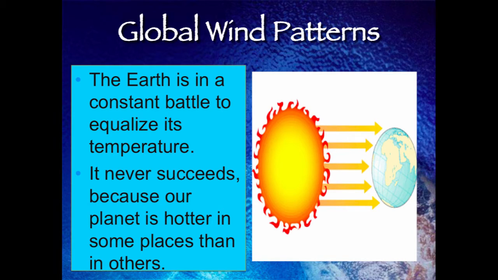So let's talk about wind first, and then we'll go into ocean currents. The Earth is in a constant battle to equalize that temperature, but it's never going to succeed because our planet is always going to be hotter in some places than others. So here's a great picture of what I was talking about, because our Earth is tilted and the shape of it. Right around here, this area is going to get that direct heat. This arrow is going to hit it at that perpendicular 90-degree angle, and that's the most optimal angle to allow the heat to enter in through the ozone layer. Notice how as you move up and down, that angle grows. That is more of an indirect.